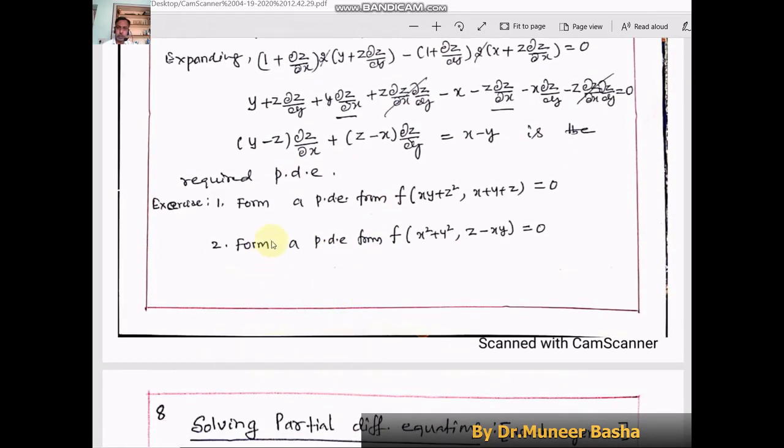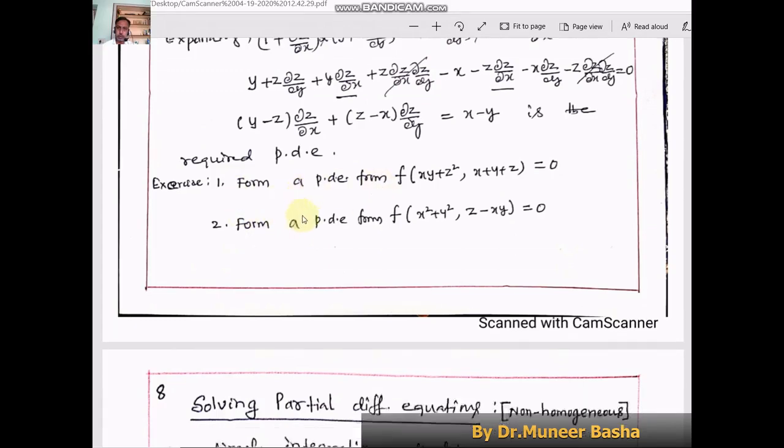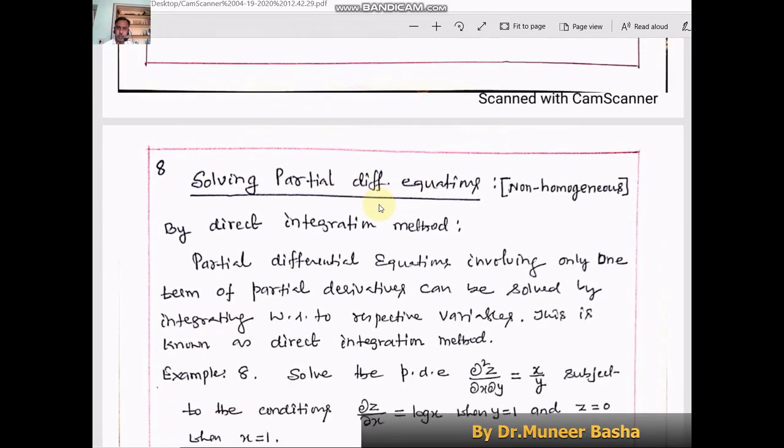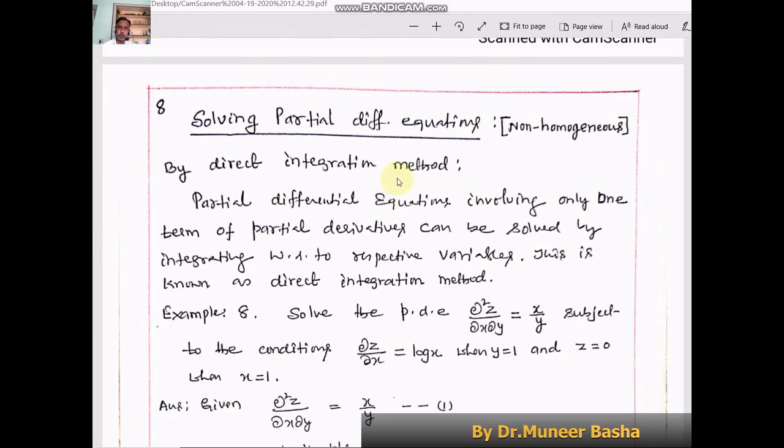And further you can practice. There are two exercise problems, you can practice. And then in partial differential equations we have solving partial differential equations, non-homogeneous. So non-homogeneous means any partial differential equation whose right hand side involves x and y terms or functions of independent variables, that will be called a non-homogeneous partial differential equation.